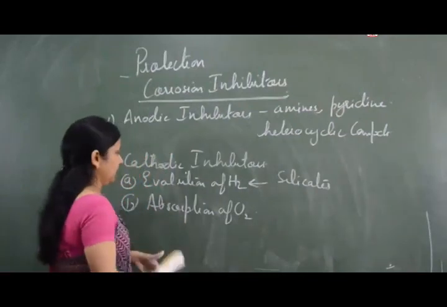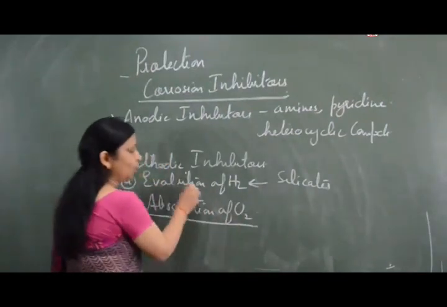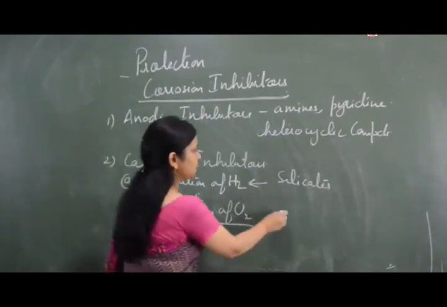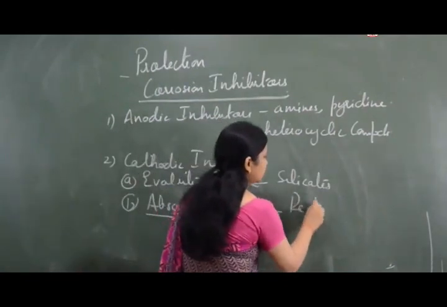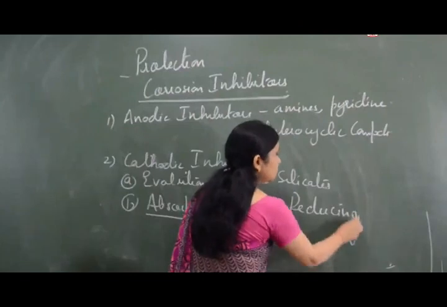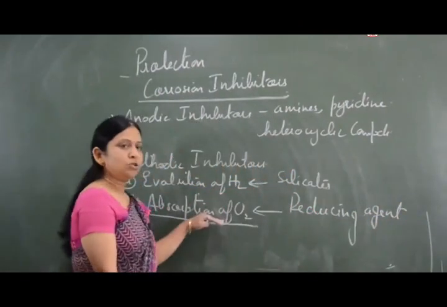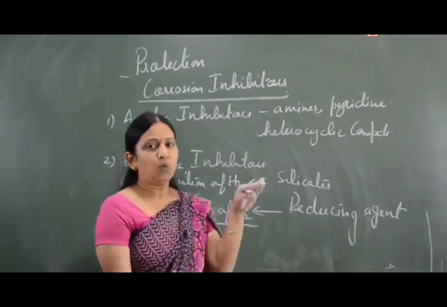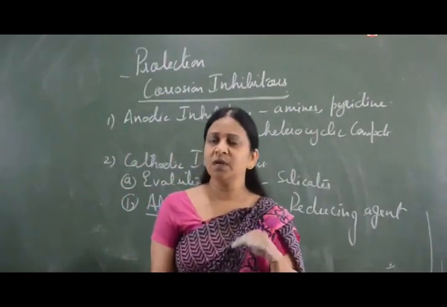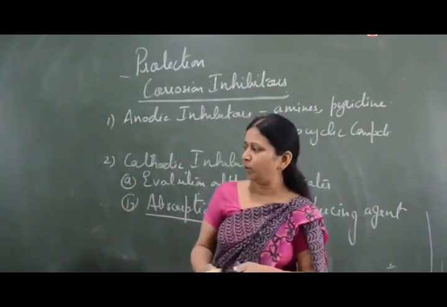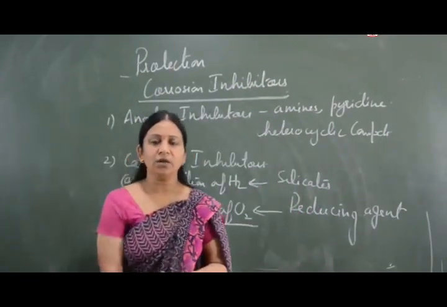When the evolution of hydrogen decreases, the rate of corrosion is going to decrease. Secondly, for absorption of oxygen, the second environment where oxygen is present, we add a reducing agent. When we add a reducing agent, the amount of oxygen is reduced, and once the amount of oxygen reduces, the rate of corrosion is decreased. So that is corrosion inhibitors. So this is all in your corrosion.